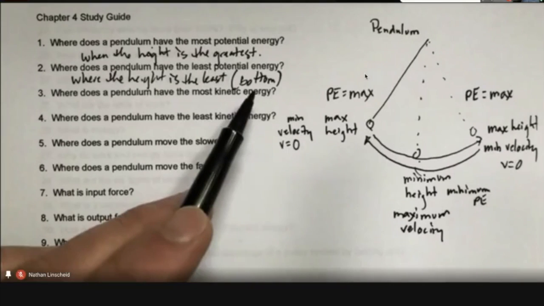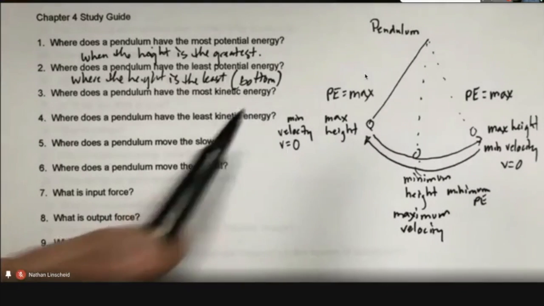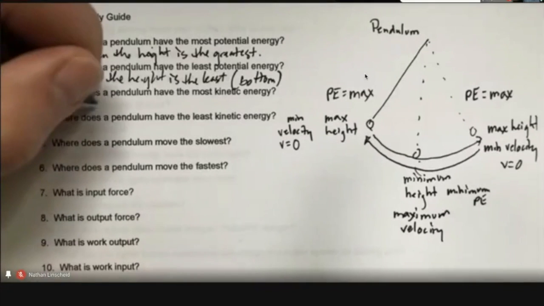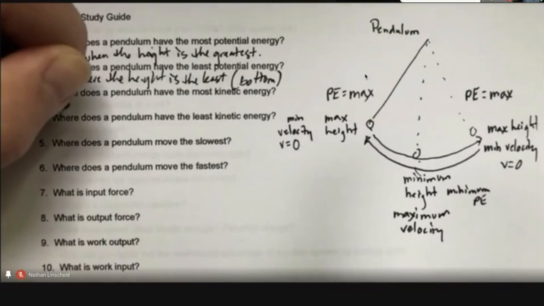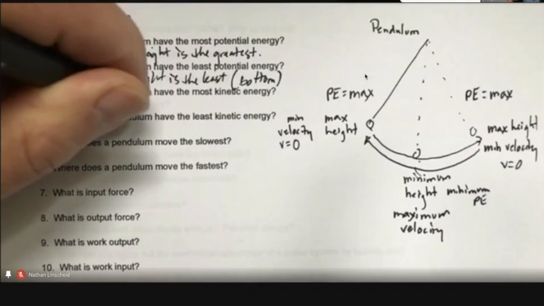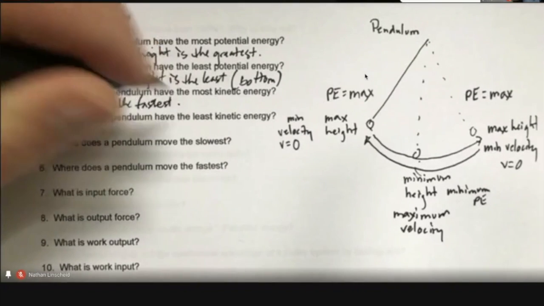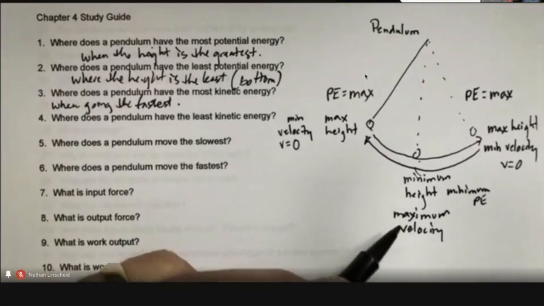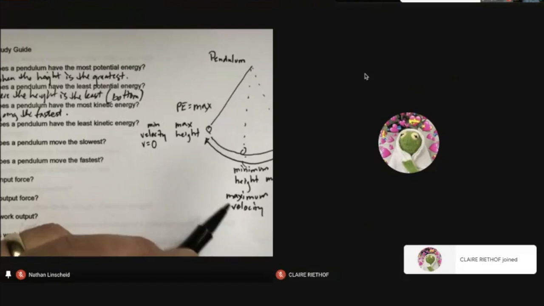All right, number 3, where does a pendulum have the most kinetic energy? Well, it's going to have the most kinetic energy when going the fastest. All right, and where is it going the fastest? This place right here where the maximum velocity takes place.